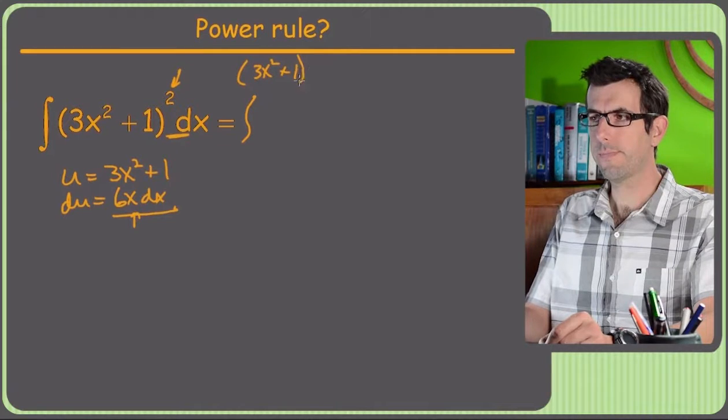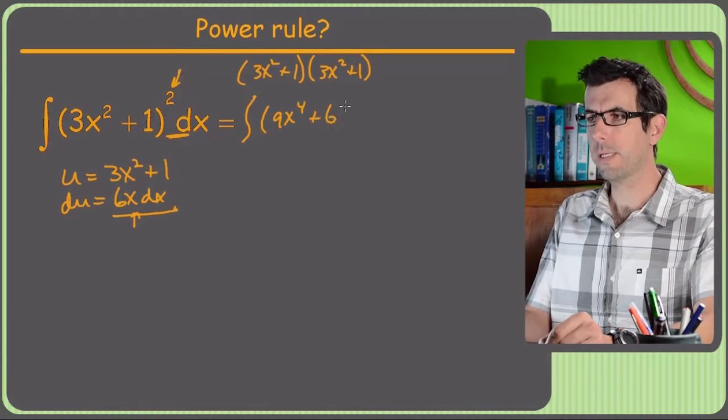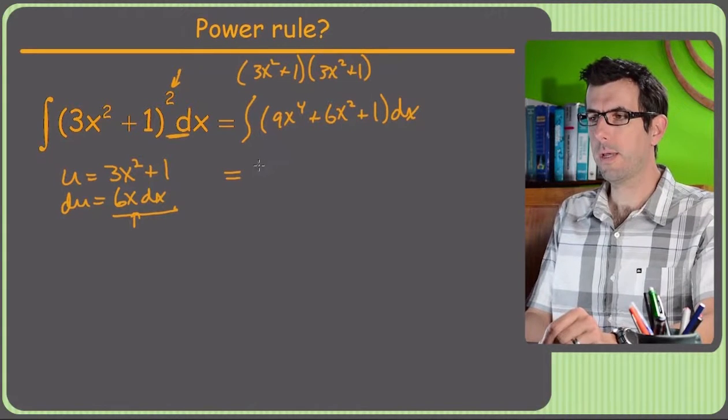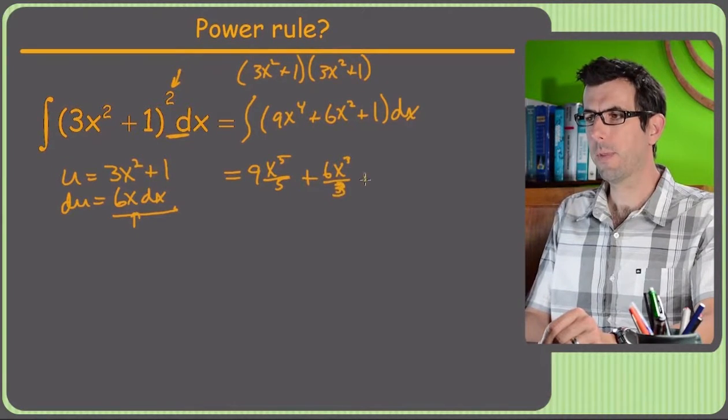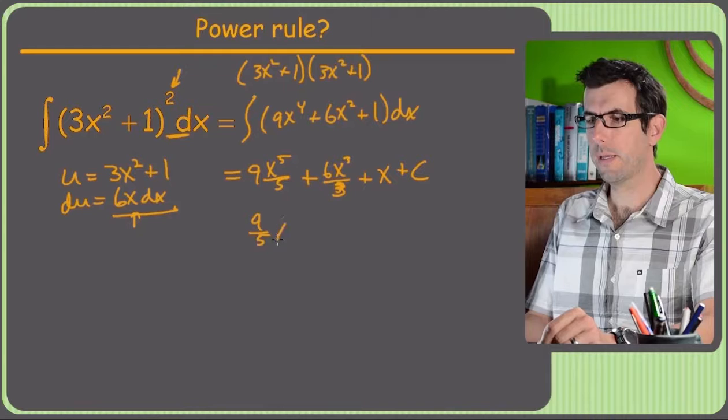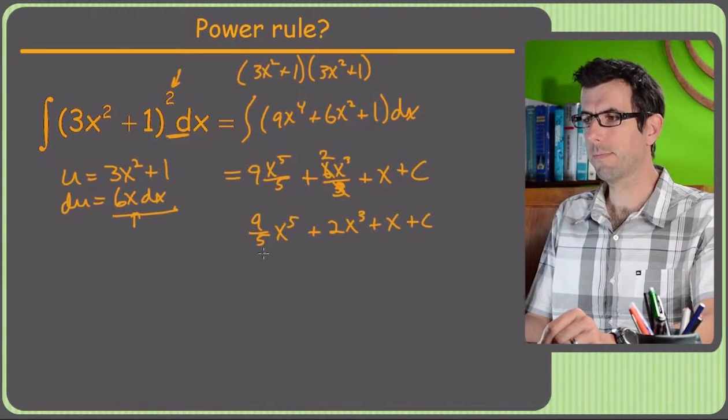3x squared plus 1, 3x squared plus 1. So we get 9x to the fourth plus 6x squared plus 1. And now we've got just a standard polynomial. No big deal, we can integrate it. So 9x to the fifth over 5 plus 6x cubed over 3 plus x plus c. So we get 9/5 x to the fifth plus, cancel the 2, 2x cubed plus x plus c.